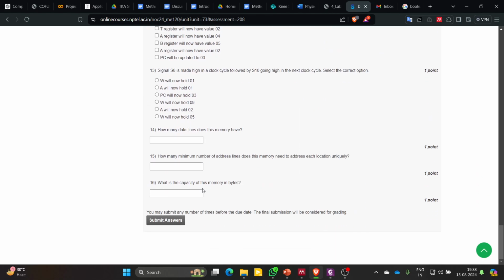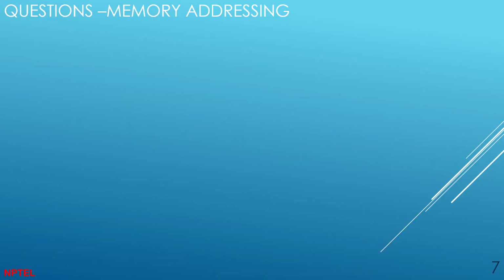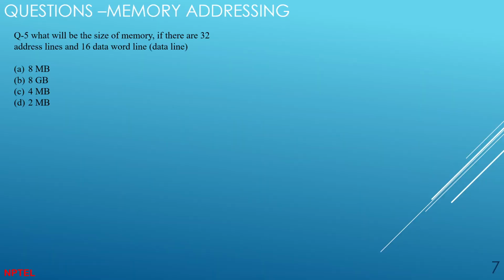Then there is a problem related to the capacity of memory in bytes, with address lines and data lines. I will solve one problem related to that. The question here is: what will be the size of a memory if there are 32 address lines and 62 data lines? First of all, we need to learn what these address lines are.